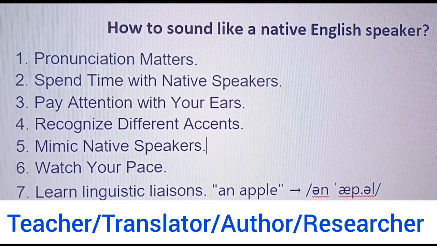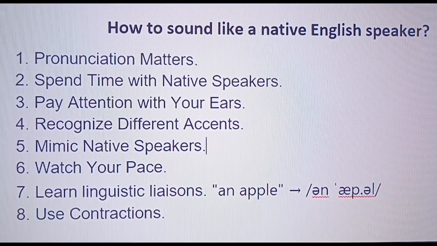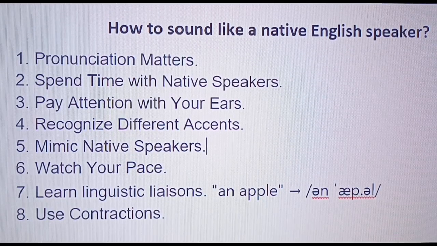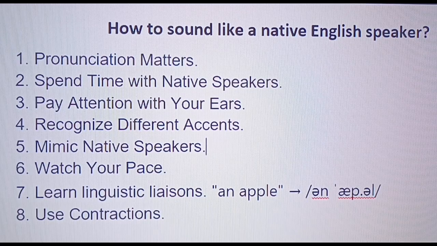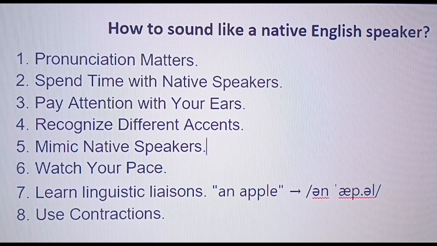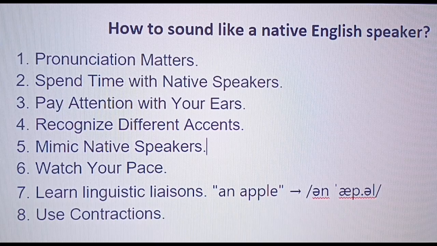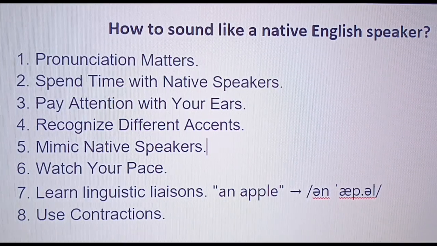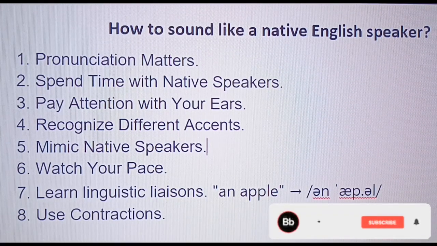I've been teaching English for many years, and one of the problems I've noticed among my students is that this is a question that crosses everybody's mind, every student's mind actually: how to sound like a native English speaker. They want to mimic or copy Americans, for example, or British people. So these are some of the points I would like to, in fact, raise here in this video.